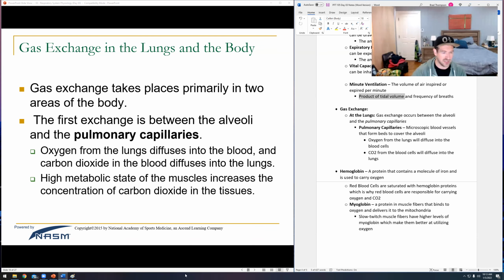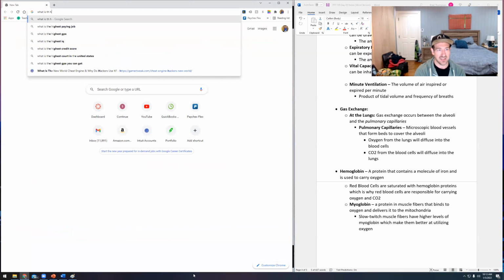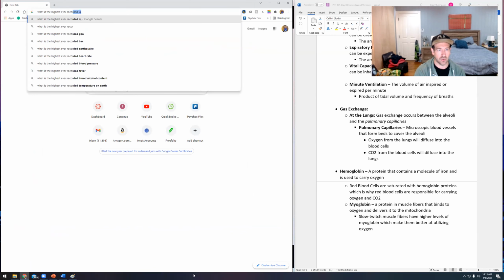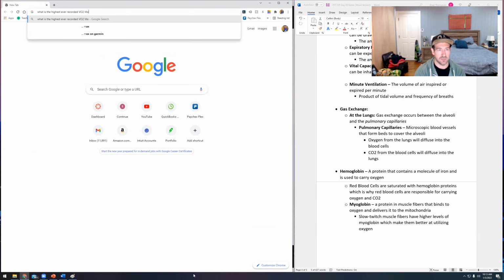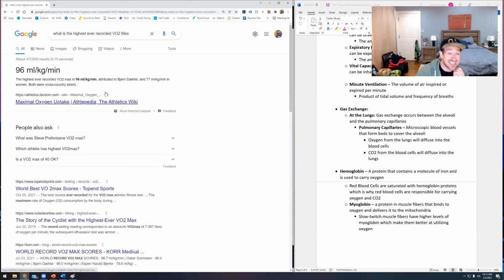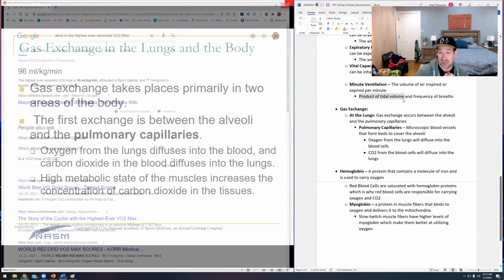I wonder, actually, hold on. What is the highest ever recorded VO2 max? 96, yeah, close to 100. God, that's crazy. I was a cross-country skier. That's wild. Anyway, 40 is amazing.